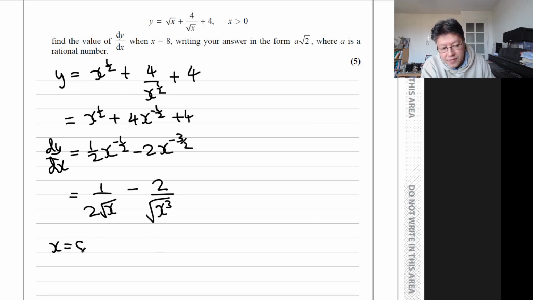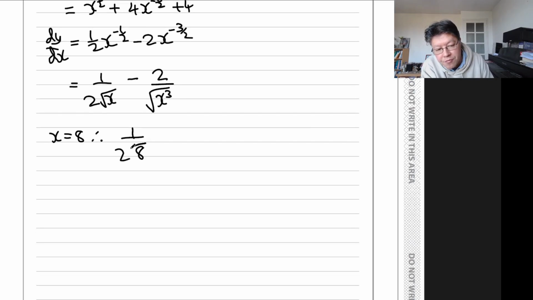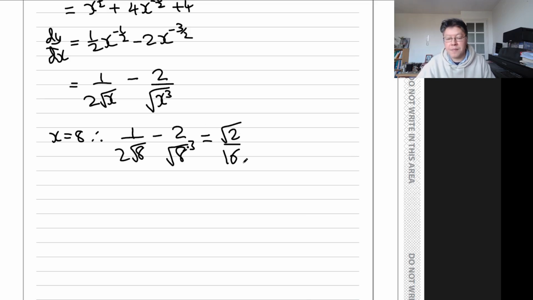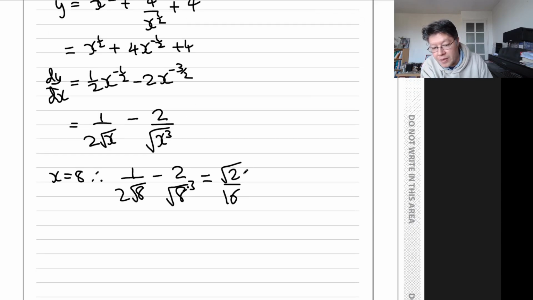And now we can substitute 8 in. So when x is 8, therefore we get 1 over 2 root 8 minus 2. I'm just going to switch the order. I'm going to do the root 8 first and then cube it. And here we can just use the calculator and it should give us the answer. And we get root 2 over 16. And we better just write it how they want it. They want it as a root 2. So this will be 1/16 root 2. Therefore a equals 1 over 16.